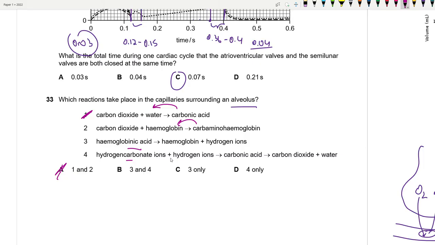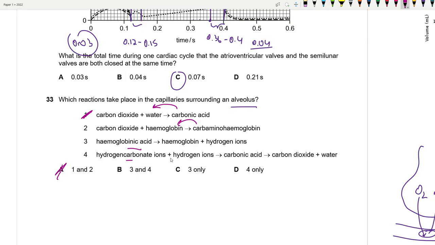So hemoglobinic acid. Where does this usually form? This usually forms in the muscles where there is lactic acid production, and it actually leads to the Bohr effect, the Bohr shift, which shifts the curve to the right hand side, which allows more oxygen to be lost. But the reverse Bohr shift, or this is called the hamburger shift.